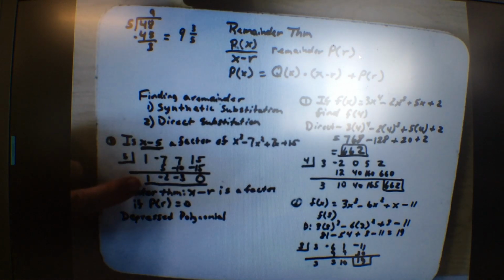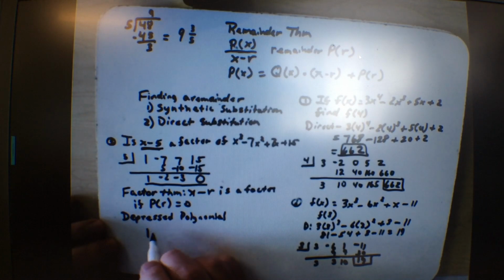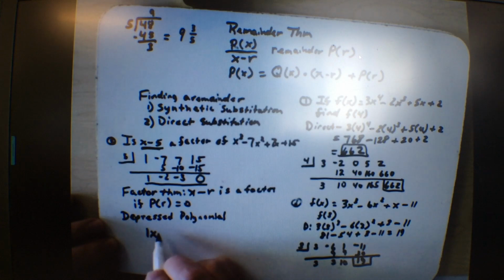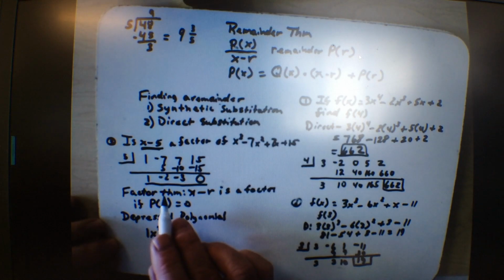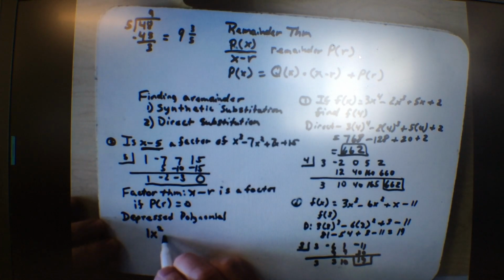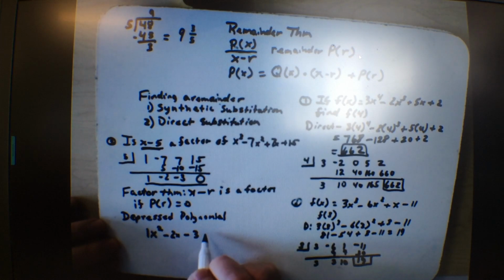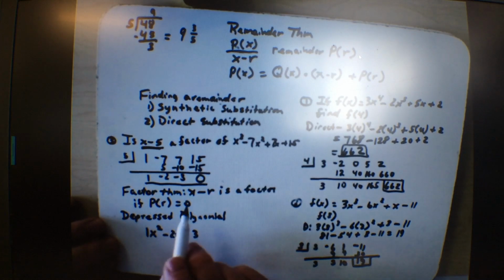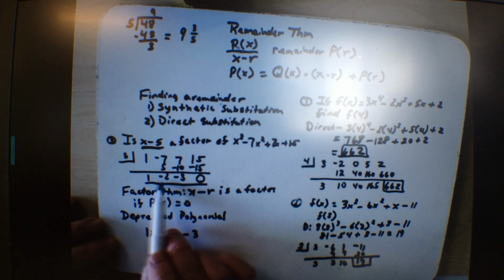See this guy right here? That's the coefficient of the next x term down from this. So it's a coefficient, so it's 1x squared. And then I just go down. So this is minus 2x minus 3. That's called the depressed polynomial. The 0 is a remainder, right? So if this is 0, this is called the depressed polynomial.